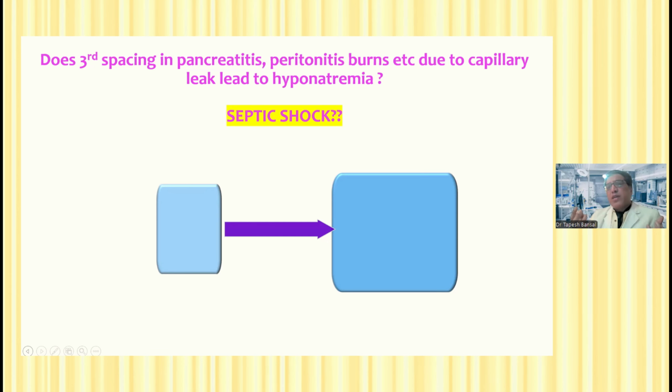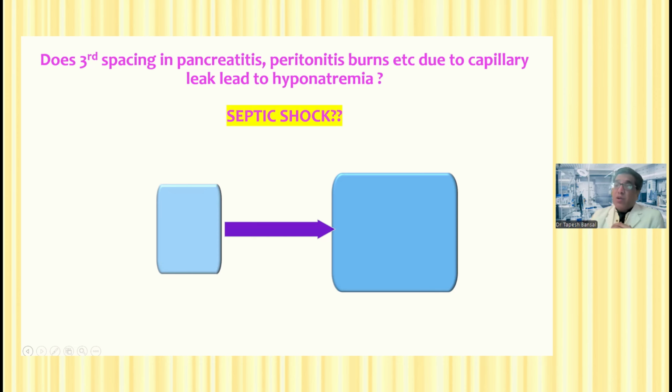But because of associated factors, for example, in pancreatitis, there is pain, there is nausea, vomiting, which leads to ADH stimulation. Then in burns, there is again SIADH because burns stimulate ADH secretion. In the burns exudate, there's a lot of sodium loss. There are a lot of massive fluid shifts, which can lead to administration of fluids which are hypotonic. So all these conditions can lead to hyponatremia.